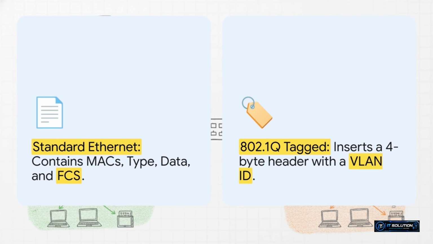If we compare a standard Ethernet frame to an 802.1q tagged frame, the big difference is basically a temporary passport. It's a tag inserted right into the data so the switch knows exactly which VLAN it belongs to. A normal frame has your destination MAC, source MAC, type and length, data, and finally the frame check sequence, or FCS. But the 802.1q frame explicitly jams a 4-byte header right in there after the source MAC address.